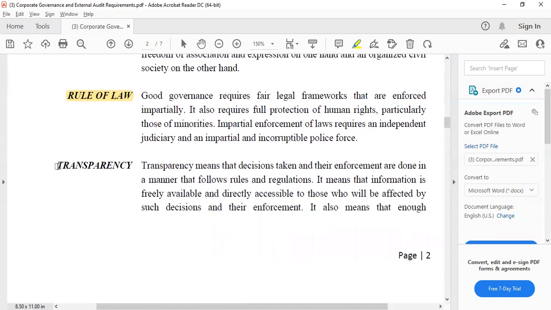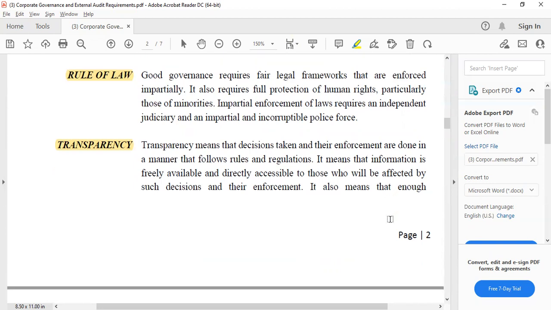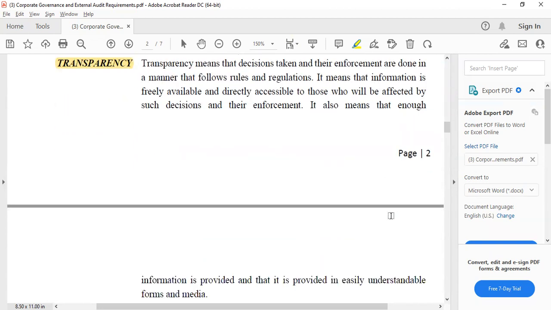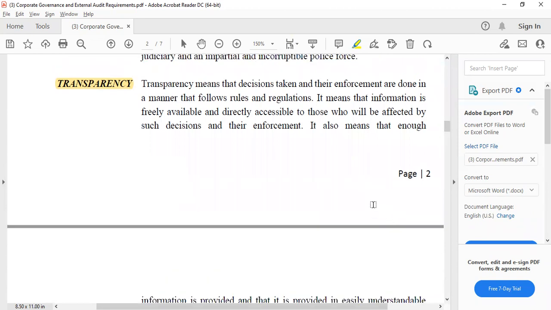Next, we have transparency. So transparency means that decisions taken and their enforcement are done in a manner that follows rules and regulations. It means that information is freely available and directly accessible to those who will be affected by such decisions and their enforcement. So for example, if there are significant and major decisions that would affect everyone in the company, the board of directors and the management should see to it that the concerned persons are informed.